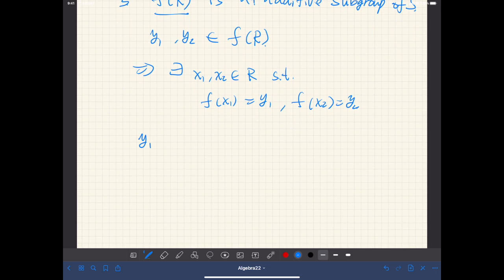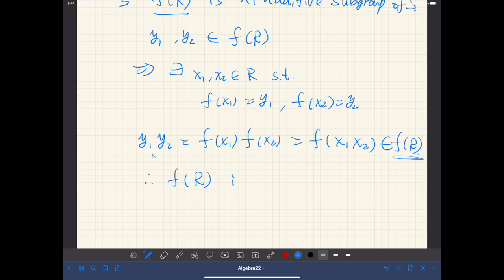So y1 times y2 is equal to f of x1 times f of x2, but since f is assumed to be a homomorphism, this is equal to f of x1 times x2. And of course, this is an element of f of R. So therefore, f of R is closed under multiplication. So according to the subring criterion, this is a subring of S.